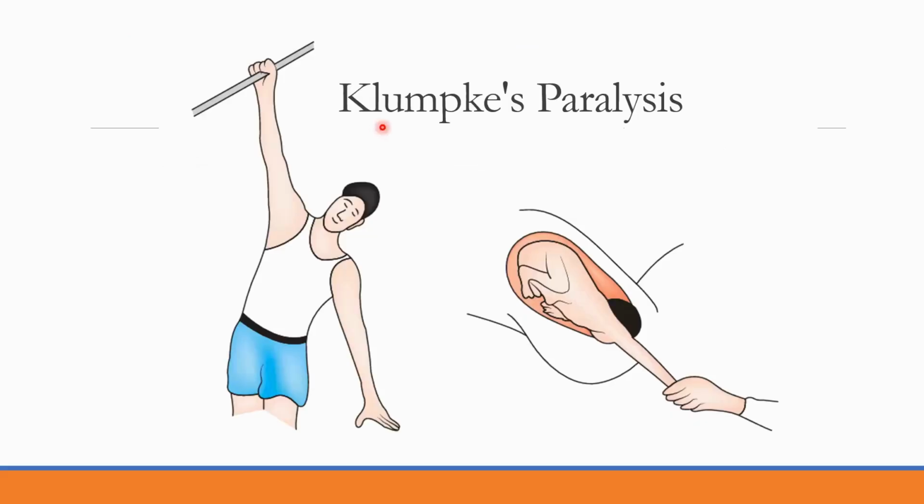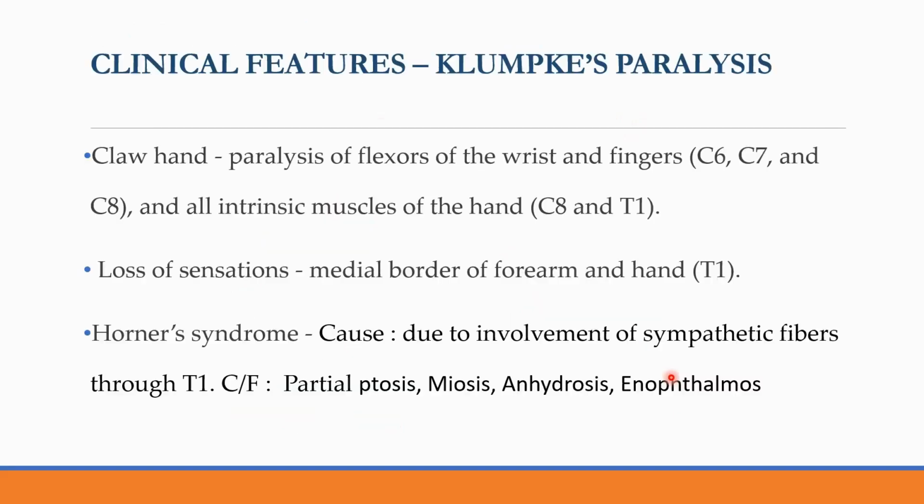Coming to the Klumpke's paralysis. This is the injury of brachial plexus in its lower part, C8 and T1. So when a person falls on the outstretched arm, the angle between the arm and the trunk is increased and there is traction in the lower part of the brachial plexus. So even during the delivery, when the arm is pulled during the delivery, there is this Klumpke's paralysis. So the deformity seen in Klumpke's paralysis is called claw hand.